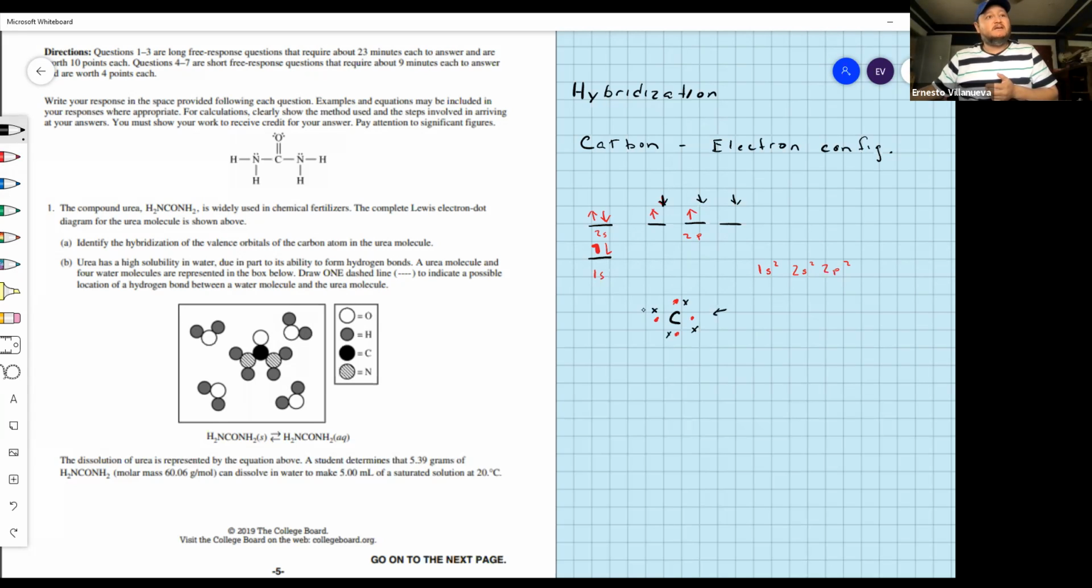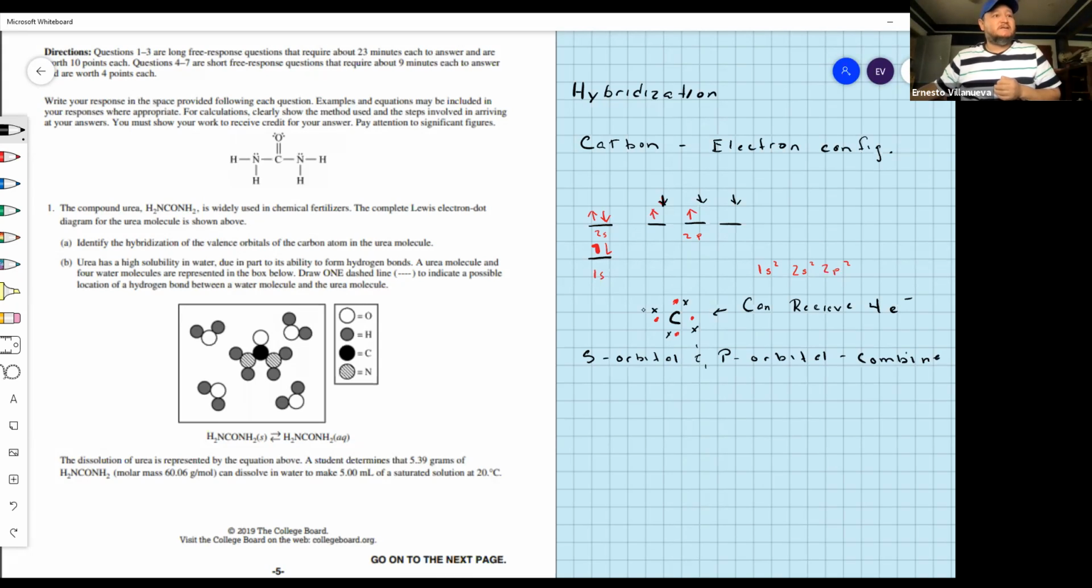So this can receive 4 electrons. All right, you with me so far? So what happens is, to kind of divvy everything up, we have hybridization. What that means is that the s orbital and the p orbital combine. Right? They combine.